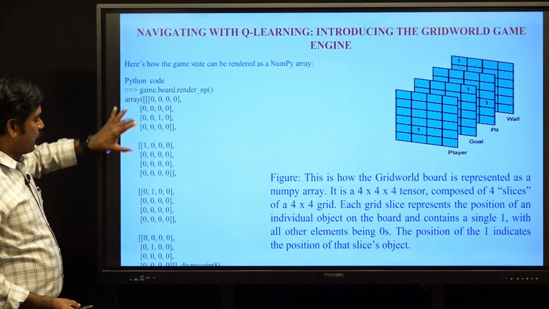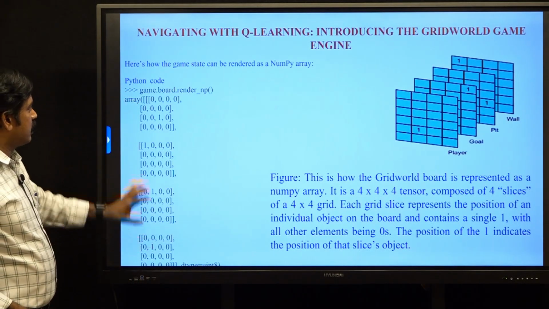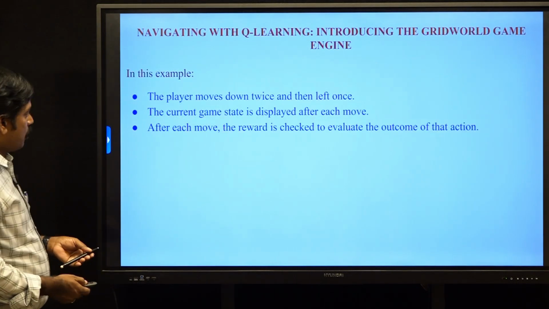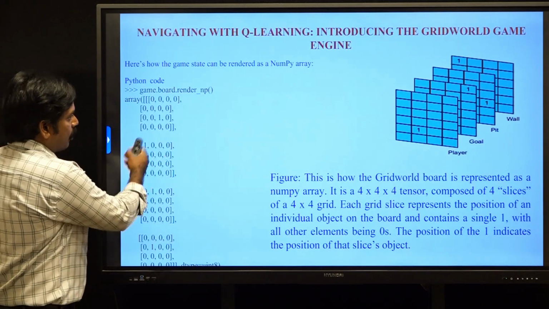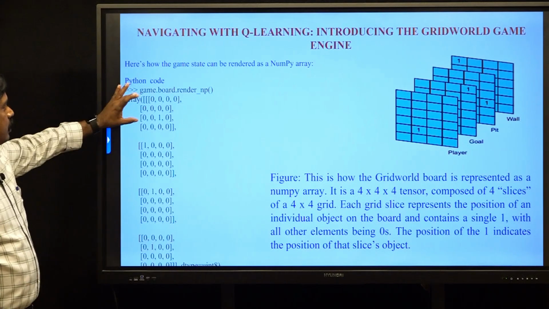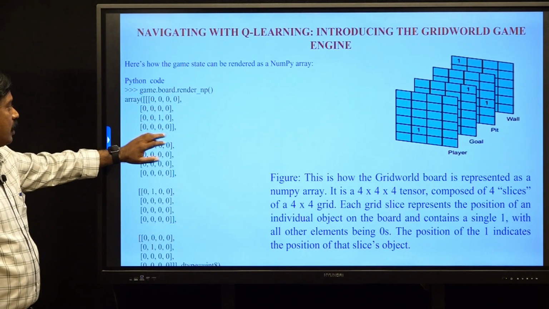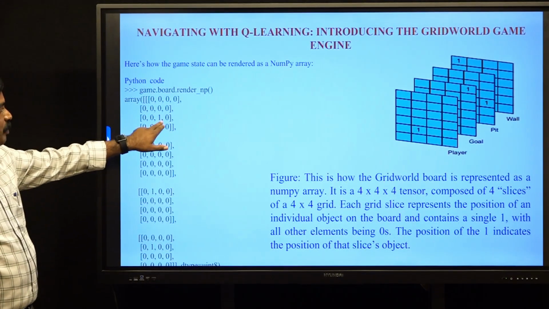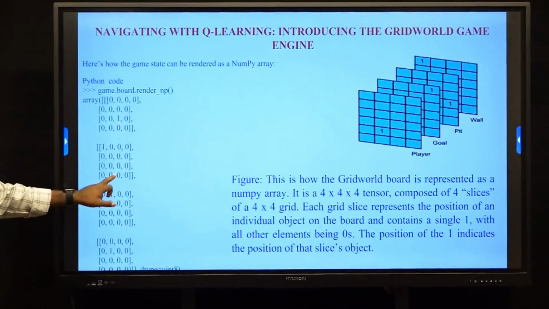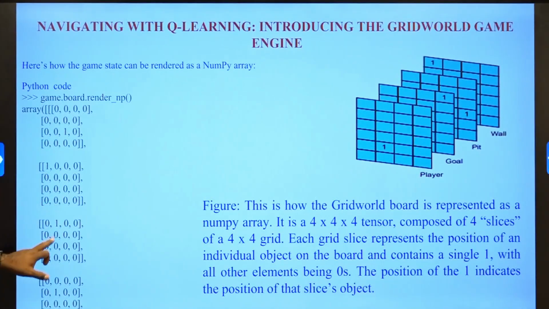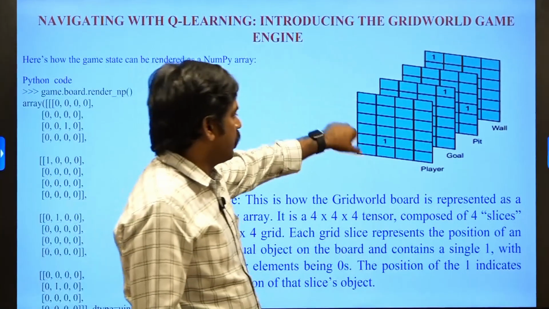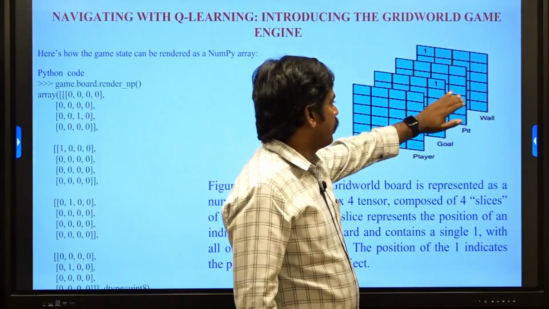So these are the 4x4 matrices: one for the player, goal, pit, and wall. The matrices contain either zeros or ones. A 1 indicates the position of the object, and the remaining values are zeros. So here the player position is here, the goal position is here, this is the pit position, and this is the wall position. Each matrix represents one object: the player, goal, pit, and wall.